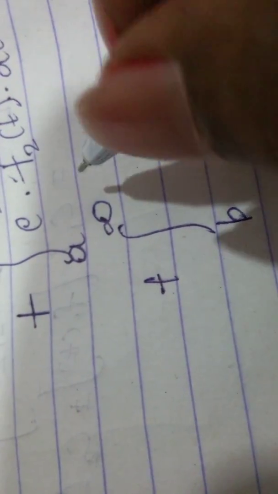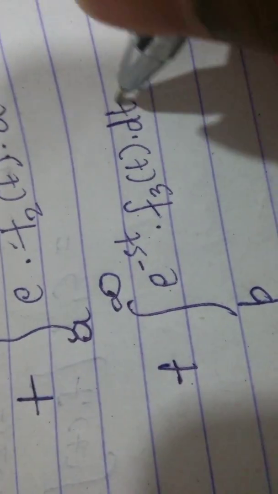Now comes the last row, plus integral, what is given here, t greater than b. I'll explain to you all how to put these things like this. So we will write infinity to b, e to the power of minus st into f3(t) dt. Okay, so this is step 2. Okay, so I'll come again from the beginning.